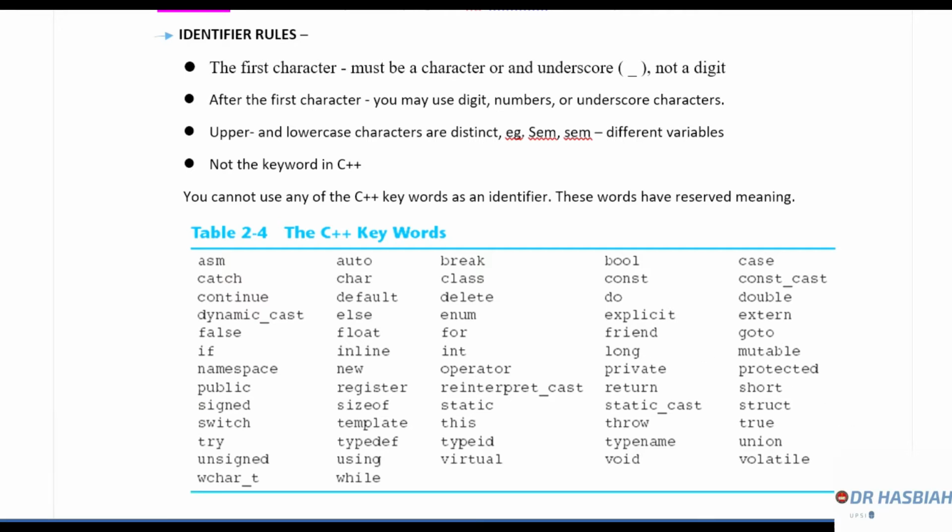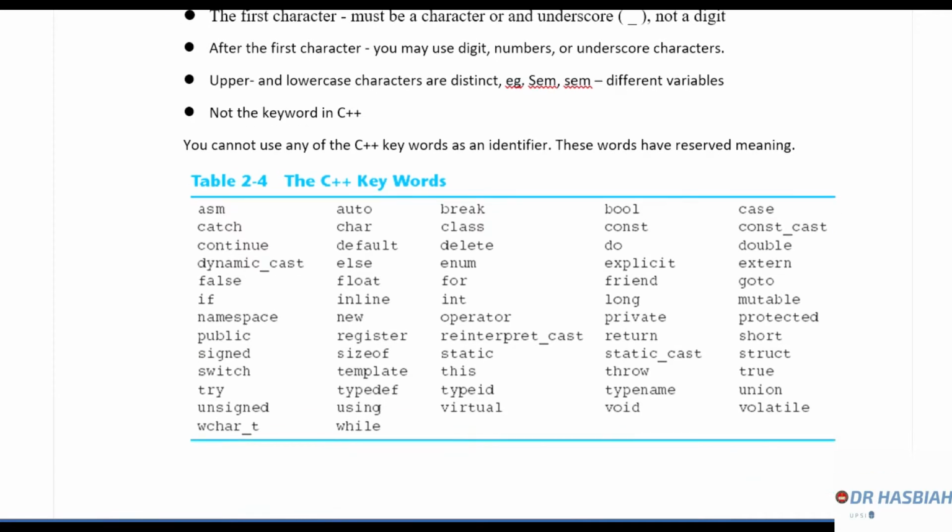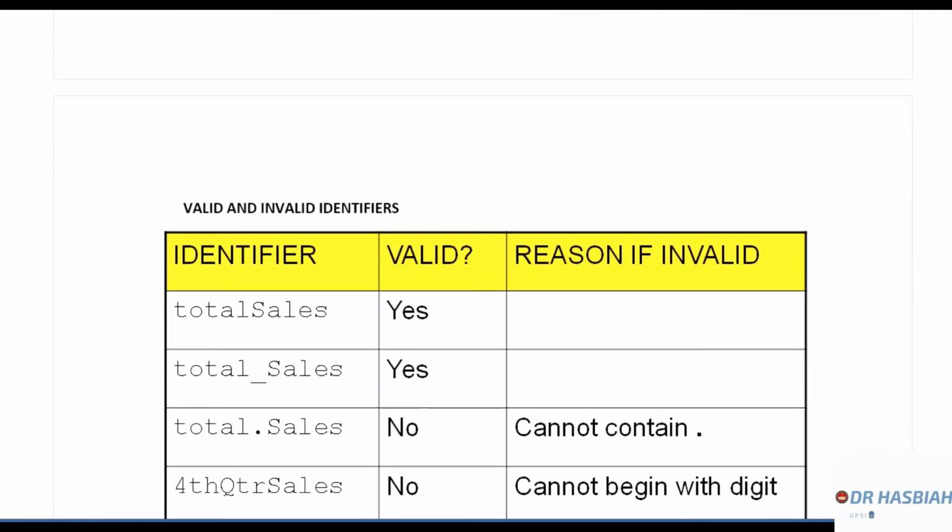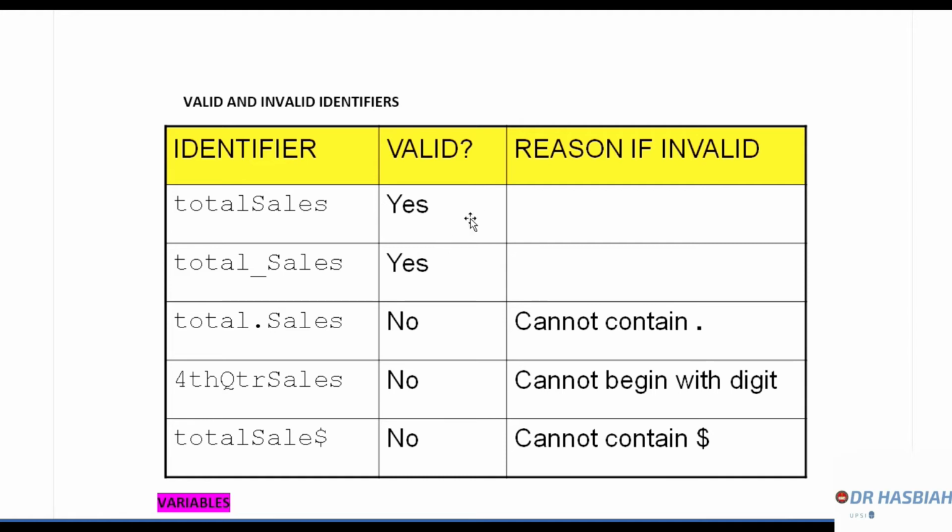Okay, so that is the identifier, and then we move to valid and invalid identifiers. In order to get a better understanding of what an identifier is, we have to see an example. We want to know whether this identifier is valid or not valid. Let's say I have the identifier name totalSales. Is this identifier valid? I have the answer here. Yes, it's valid because we start with a character, and all the rest of the word is just characters.